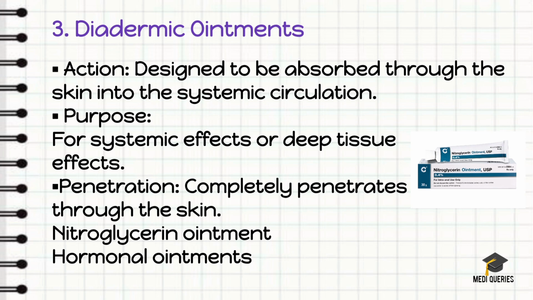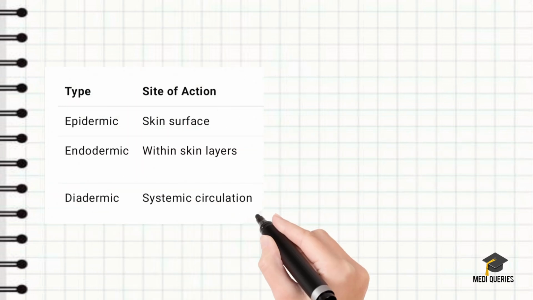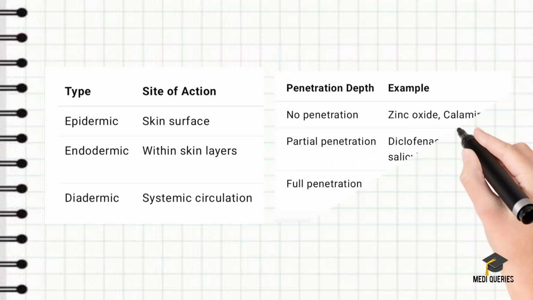The purpose of this diadermic ointment is for systemic effects or deep tissue effects. So they mainly penetrate through the skin into the blood. Examples are nitroglycerin ointment for angina and hormonal ointments like estrogen or testosterone preparations.